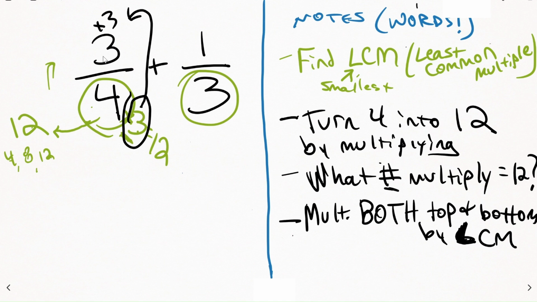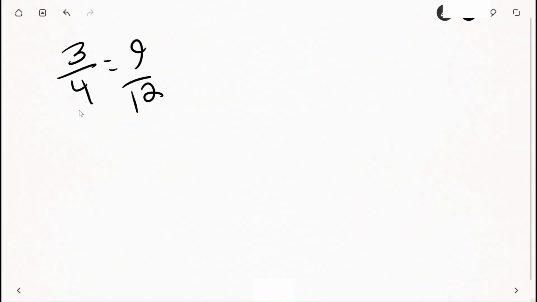So now we multiplied 4 times 3 equals 12. So 12 goes down here under the bar. And 3 times 3 equals 9. So 9 goes in the top. So now we have turned 3/4 into 9/12. Because remember, 3/4 is the exact same thing as 9/12. We're just saying it a different way so we can add these numbers together.